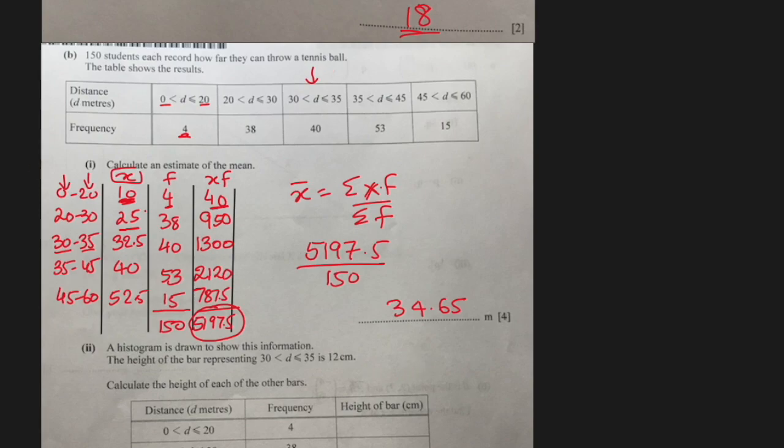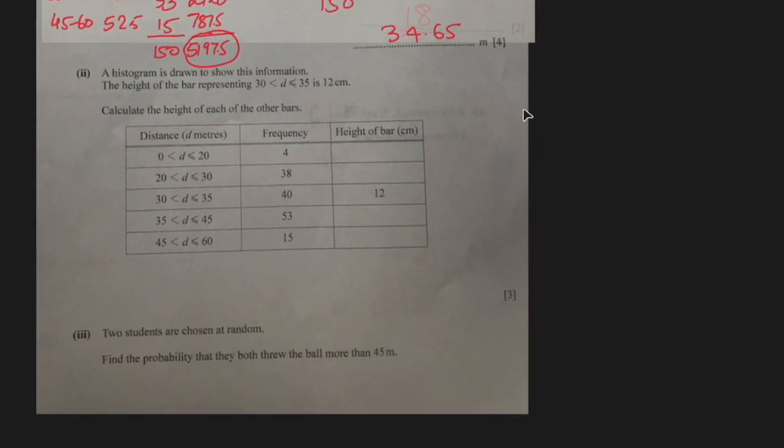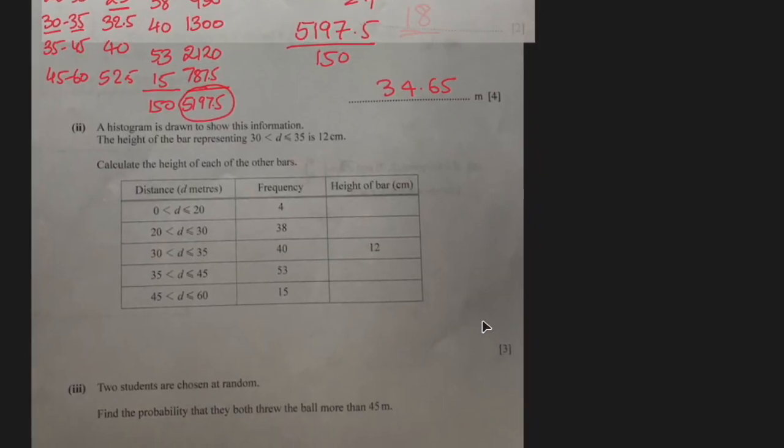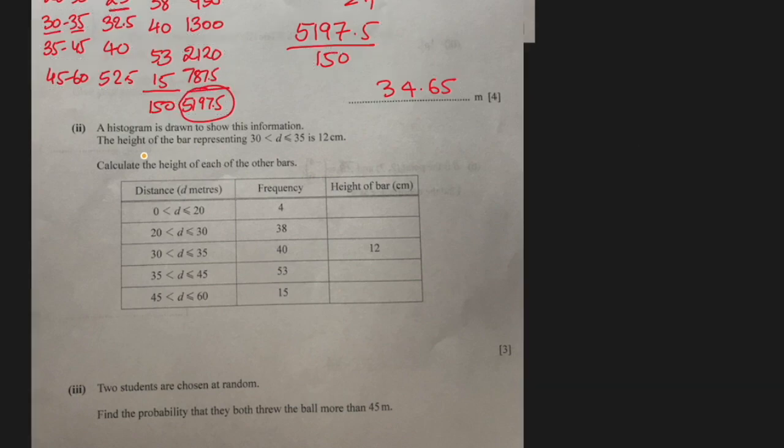Okay. What next? A histogram is drawn to show this information. And this is the table for that histogram. The height of the bar 30 to 35 is written as 12 centimeters. Calculate the height of each of the other bars. First, let's see how this height was achieved. Okay, the height of a bar in a histogram when the classes are not of the same width.